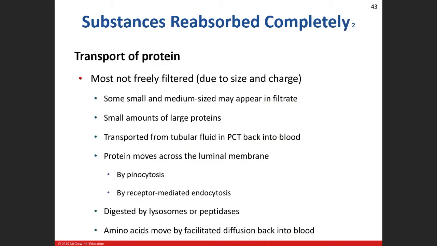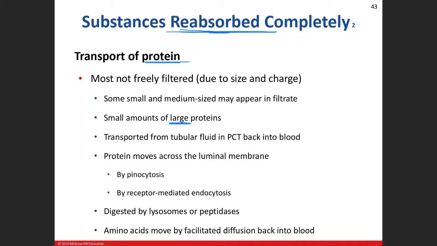Since we're on the subject of substances that are completely resorbed, let's talk about protein. Remember, when we talked about protein before in the filtrate, we said large protein molecules won't cross over, or very rarely, or if there's some sort of pathology going on. It's going to be the small protein and the intermediate size ones that will cross over. So we should not really see large protein molecules there.